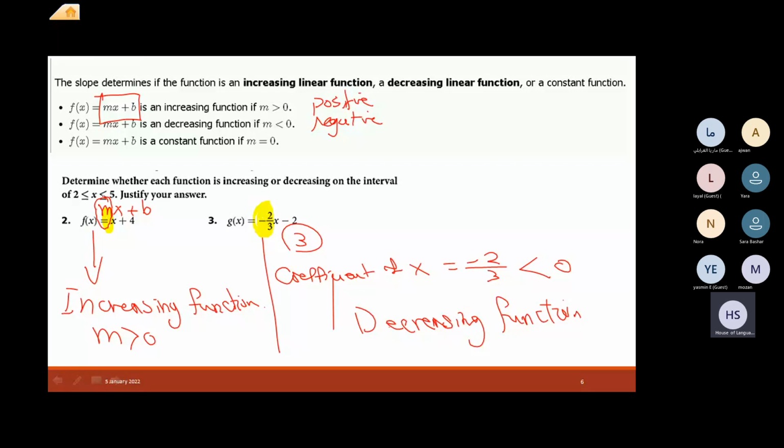Tamara, see here. Look at three, g of x. In mx plus b, where is the coefficient of x here? Bravo, negative 2/3. Is negative 2/3 greater than zero? Less than zero, it's negative. So it's going to be less than zero. If it is less than zero, which type of function? Decreasing. So you will say decreasing.